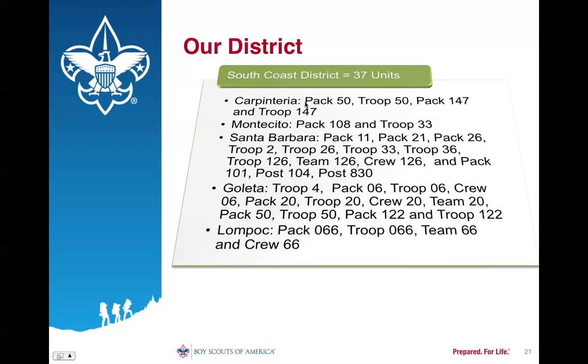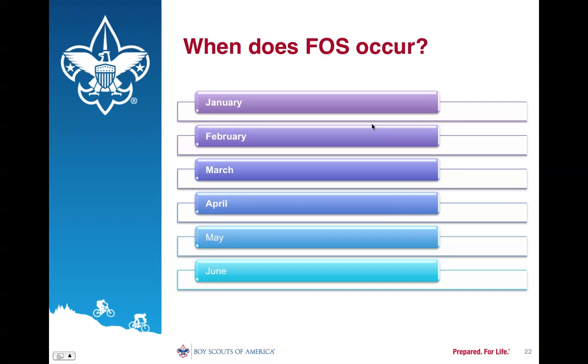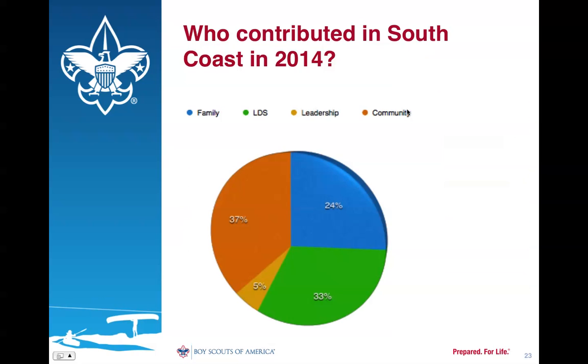So this is just a fuller image there. So when does Friends of Scouting occur? Well, Friends of Scouting occurs January, February, March, April, May, and June. So basically it's from January to June, but we're really focusing on these months to get it accomplished before summer.